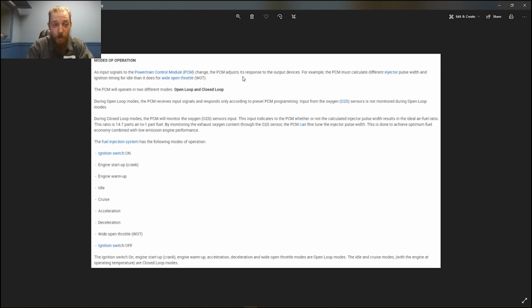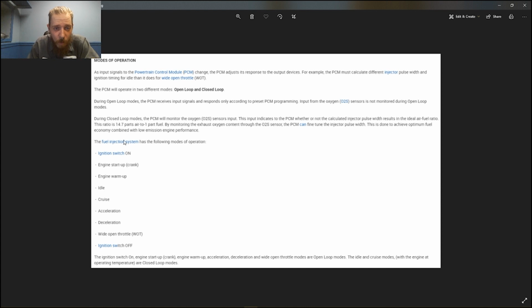Yeah, we have a module. It gets input signals, and it adjusts its response to output signals. Not really anything groundbreaking or super useful, so we just blow through that. They give us an example of injector pulse width and ignition timing for idle versus wide open throttle. We don't care. We already know a PCM operates in open and closed loop. Blow it through, don't care.